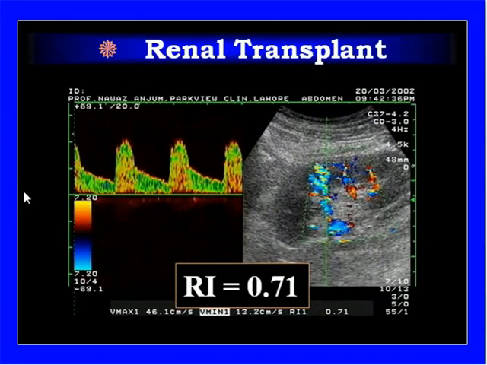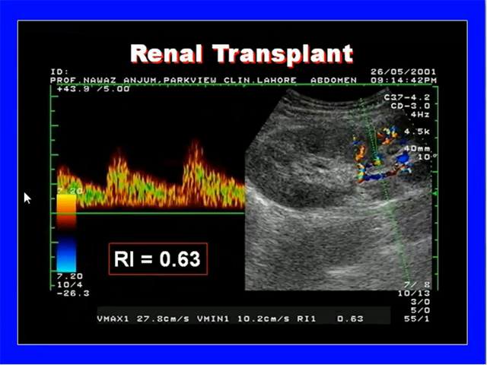For the assessment of the transplant kidney function or the vascularity, the renal Doppler is performed, and the resistive index should be less than 0.7, and in this case this is 0.71, still within normal limits. This is again a renal Doppler in the renal transplant kidney. Resistive index is 0.63, normal.